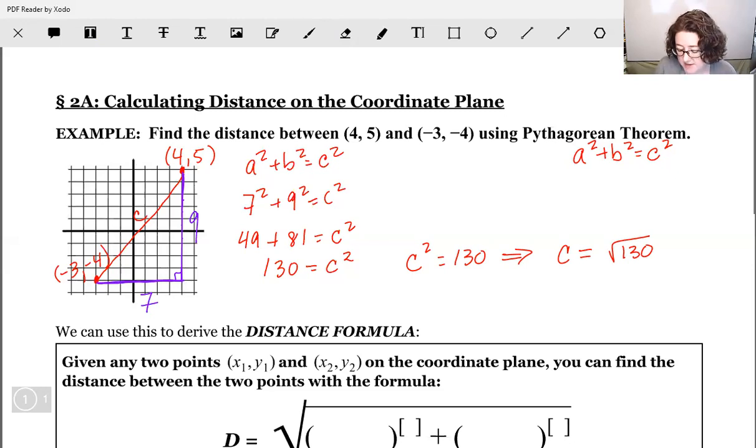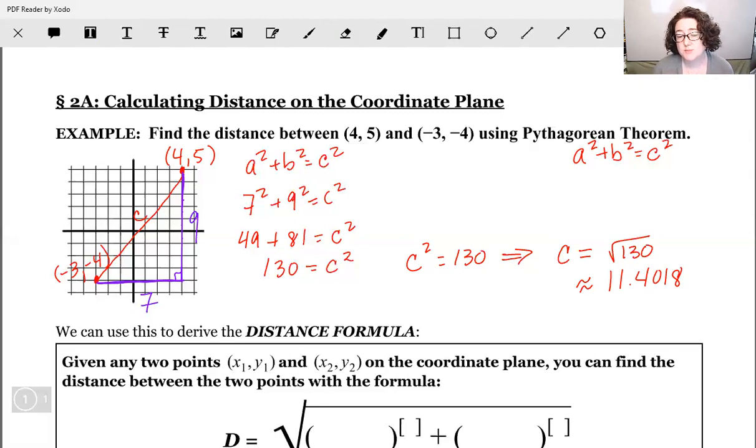If I simplify this out, plugging in my calculator, square root of 130 gives me approximately 11.4018. But that's rounded off at 4 decimal places, my 10,000ths position. Unfortunately, that's just not an exact answer. The square root of 130 is a lot more accurate because I don't have to round off, I don't have to truncate, it's just square root of 130.